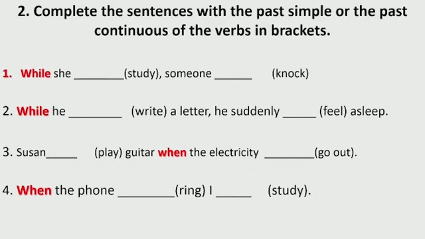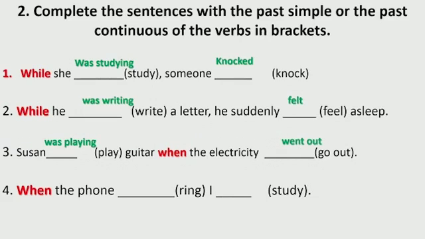So let's see what you got. First sentence: while she was studying, someone knocked. Very good. Number 2: while he was writing, he suddenly fell asleep. Good. Number 3: Susan was playing when the electricity went out. Good. When the phone rang, I was studying.